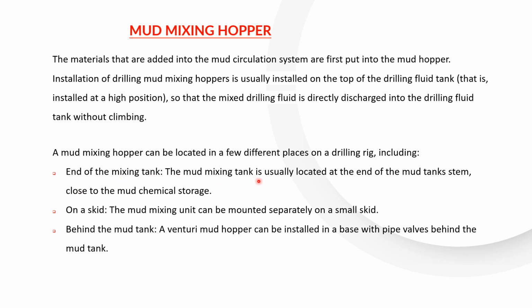The mud mixing tank is usually located at the end of the mud tank system, close to the mud chemical storage, the chemical sacks on a skid. The mud mixing unit can be mounted separately on a small skid behind the mud tank. Eventually, the hopper can be installed on a base with pipe walls behind the mud tanks.